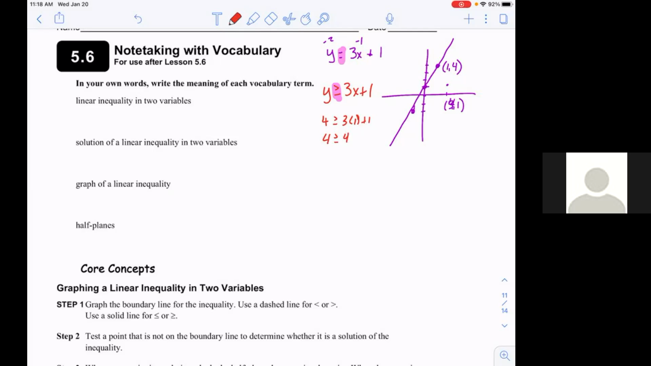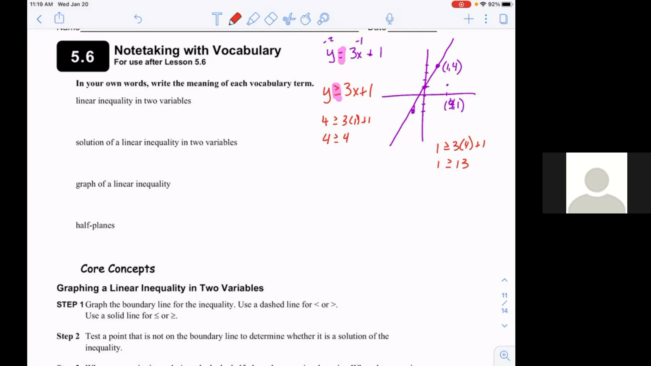But this is an inequality. So that means many things could be true. So let's take this point over here, 4 and 1. Let's put that guy in here real fast. So we know that y was 1 and x was 4. Is this true? Is 1 greater than or equal to 13? It is not true.